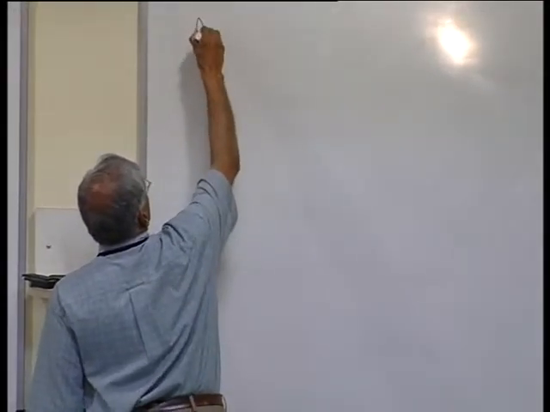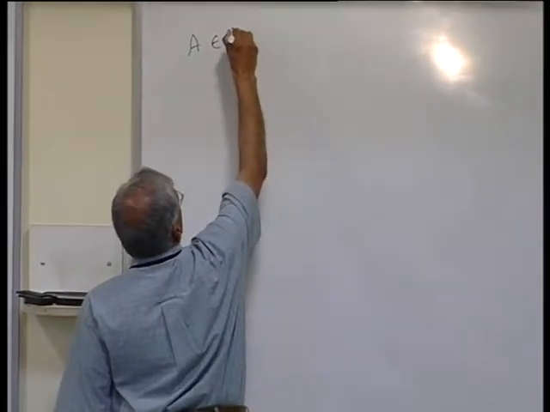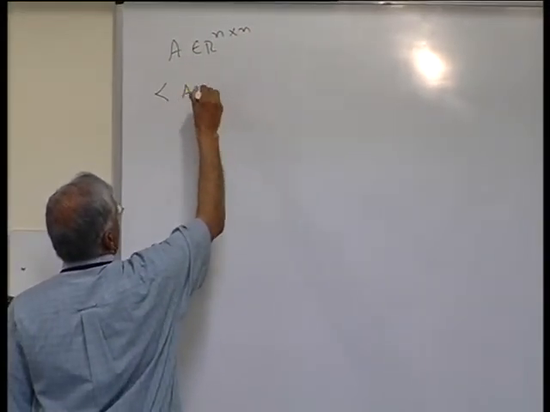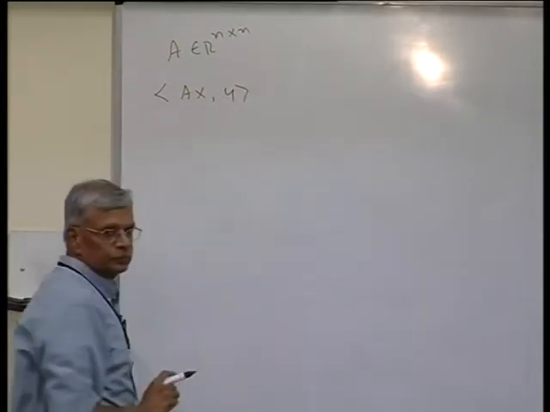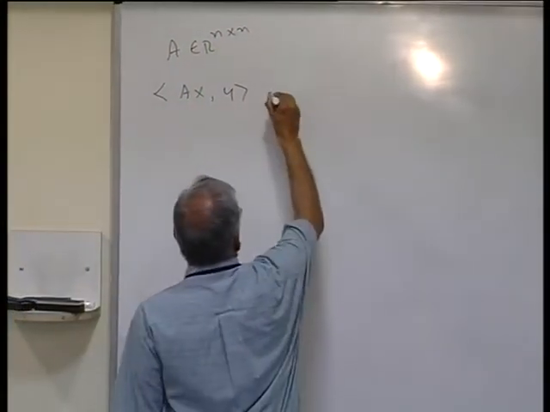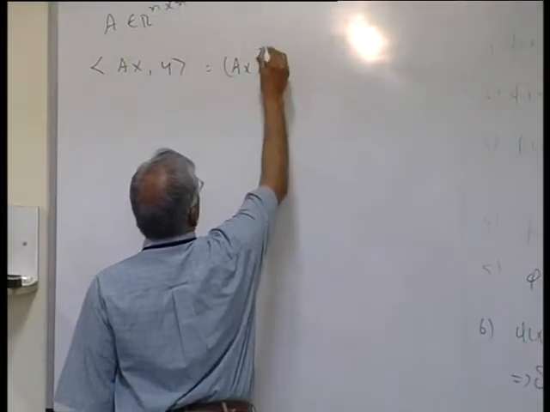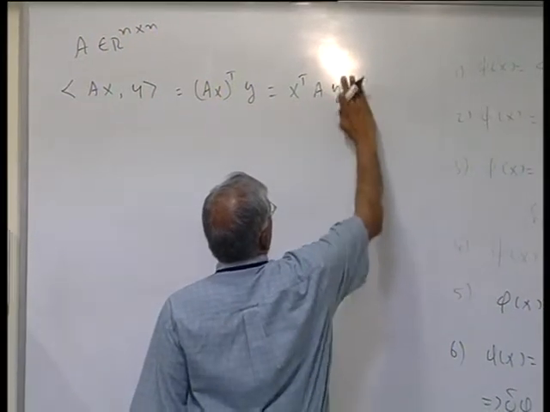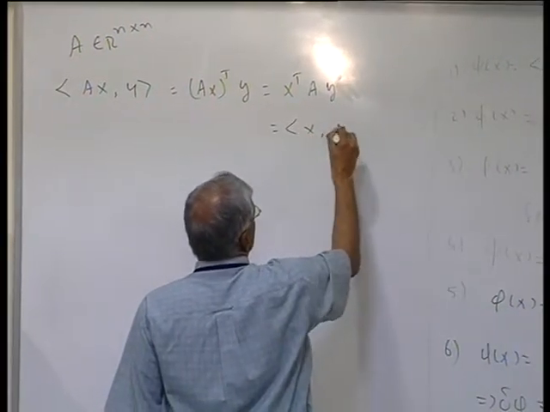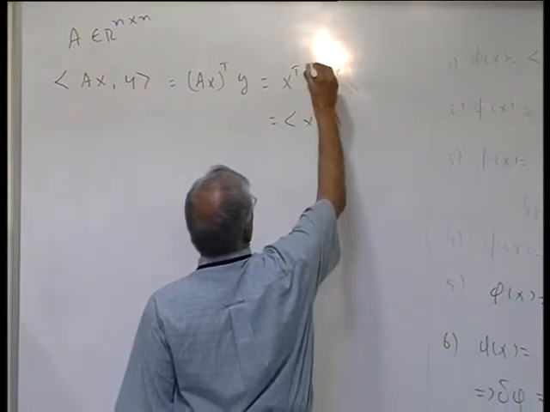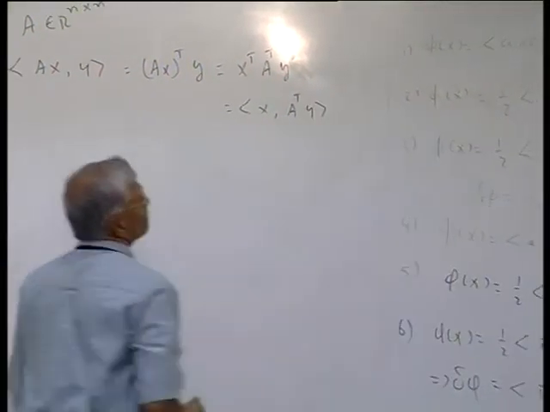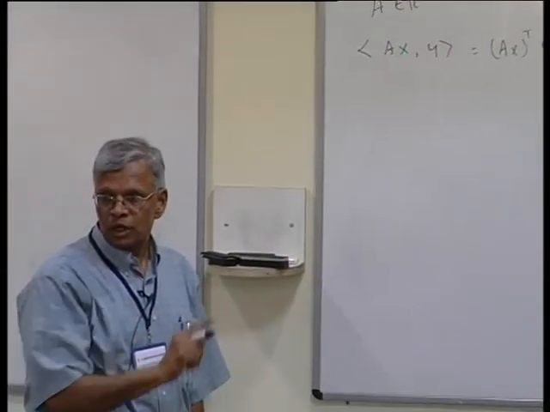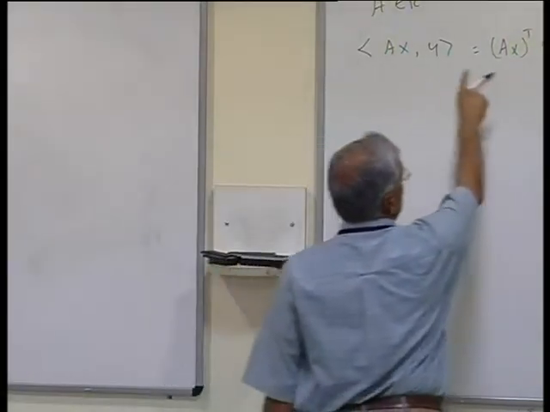Okay, so consider a matrix A. Consider the bilinear form (x, y). We all know that this is equal to (Ax)^T y, that is equal to x^T (A^T y), and that can be written as x transpose A transpose y.